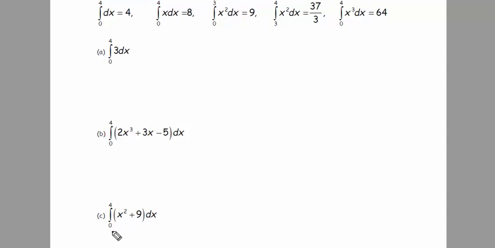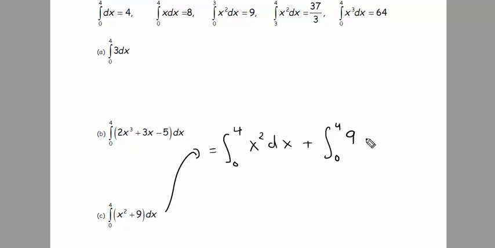But this one is the integral from 0 to 4 of x squared plus 9 dx. So it's the integral from 0 to 4 of x squared dx plus the integral from 0 to 4 of 9 dx. Please don't get tricked by this one because I don't know the integral from 0 to 4 of x squared dx. I only know from 0 to 3 and then from 3 to 4.